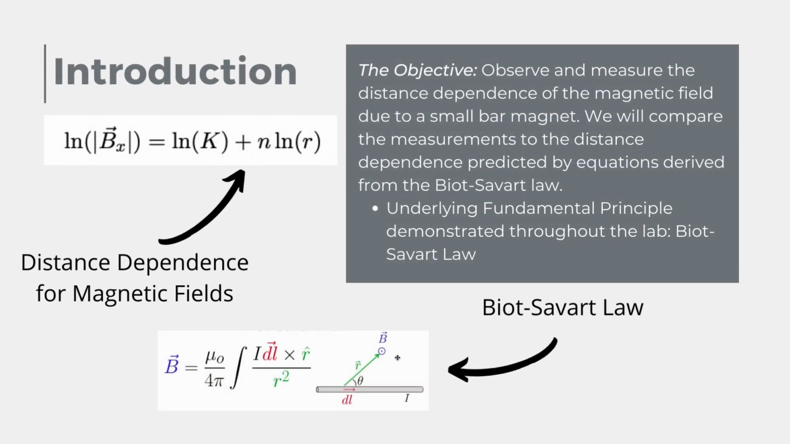The objective of the lab is essentially to observe and measure the distance dependence of the magnetic field due to a small bar magnet. We will compare the measurements to the distance dependence predicted by the equations derived from the Biot-Savart law. We will also create a computational model through a program called GlowScript and visualize the magnetic field around the bar magnet. The fundamental principle demonstrated throughout the lab is the Biot-Savart law and the distance dependence formula for magnetic fields.